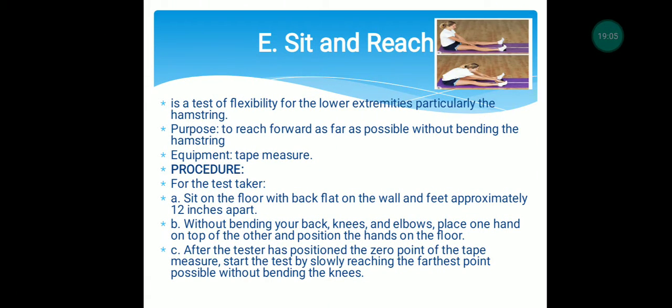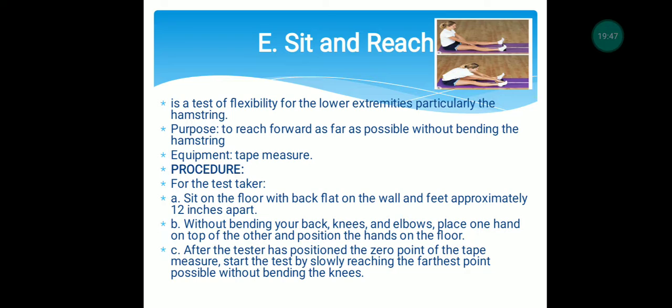So let's continue with sit and reach. The equipment is a tape measure, and the purpose is to reach forward as far as possible without bending the hamstring. For the test taker, sit on the floor with back flat on the wall and feet approximately 12 inches apart. So 12 inches, how long is that? Just one ruler. So a ruler is composed of 12 inches.